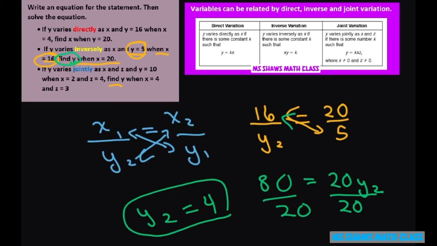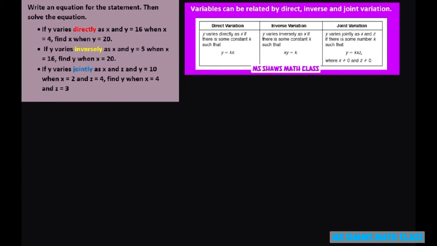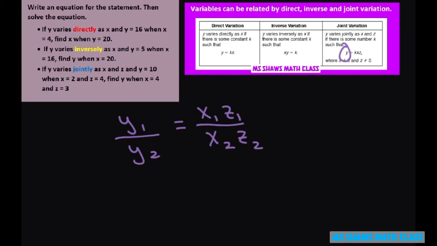All right, jointly looks like this. So it's a lot like our direct variation, but we just have more values. So the way we're going to set this one up, we could start with y. So we have our first y and our second y. And then you just let the index numbers be the same. We just have an extra variable, so it's not so bad. And you put x sub 2, and then z sub 2. And then you fill everything in.